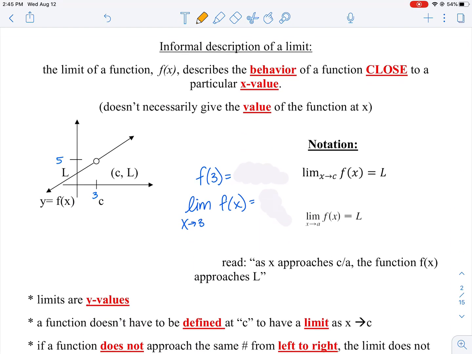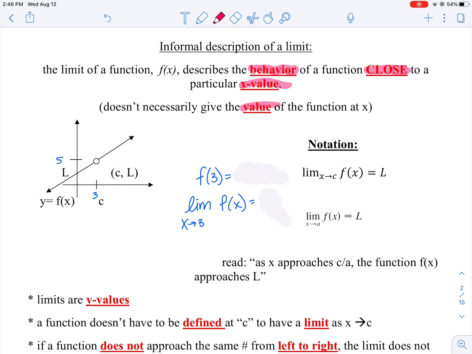So my informal definition of a limit. The limit of a function, f of x, describes the behavior of that function close to a particular x value. It doesn't necessarily give you the value right there, it just tells you what's happening as you get close to that x value. So we're not really looking for the function value, let's say when x equals 3. We're looking to see what happens on our function as we approach 3. So like if you were following the path, if I was coming from the left side and you were coming from the right side, where would we be together?